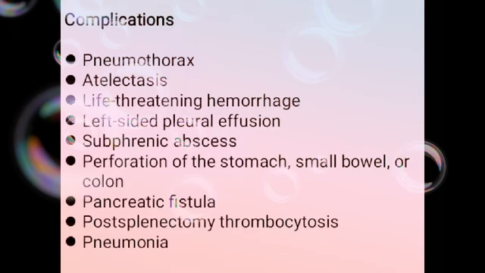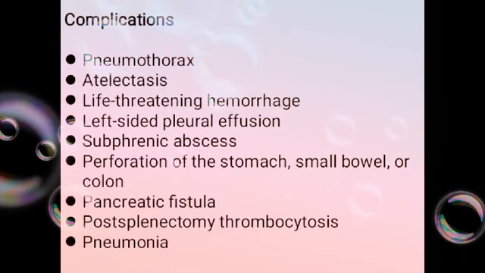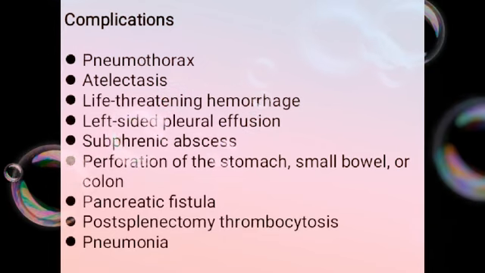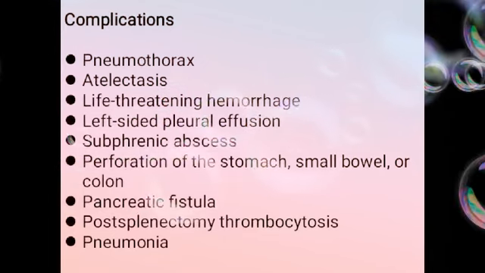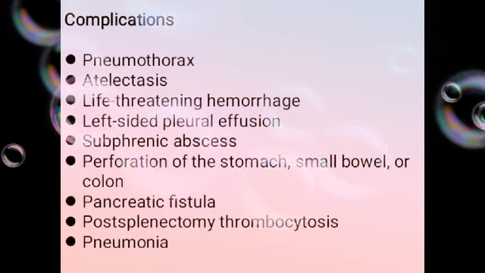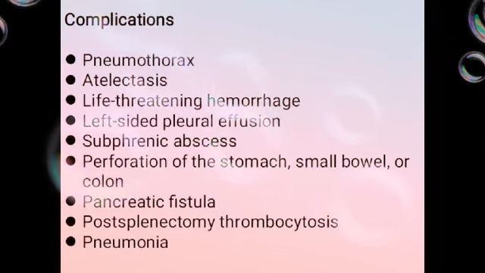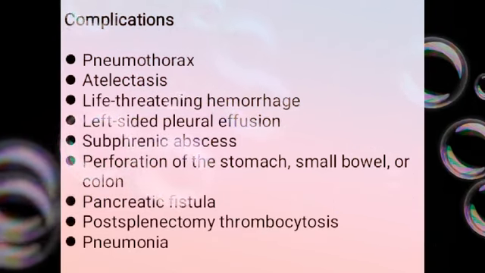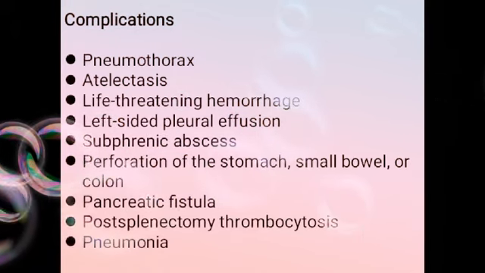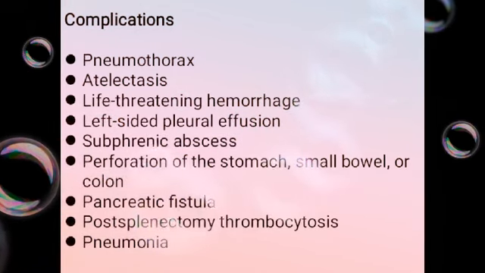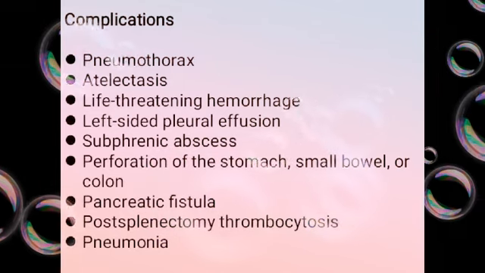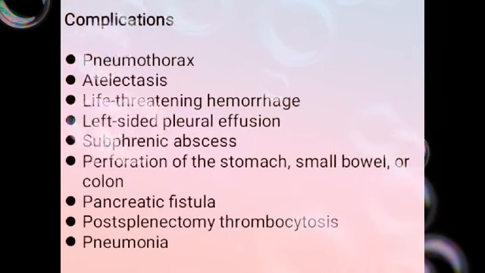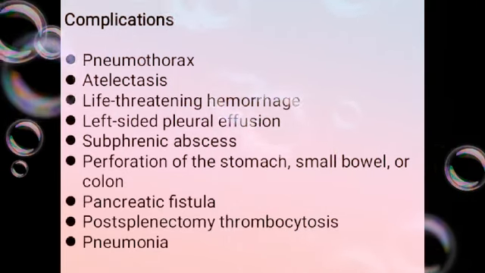Subphrenic abscess, in this case, we are talking about all the organs that are just below the diaphragm. Because of the relationship that is there between those organs and the spleen, you find that an infection of the spleen is going to spread to those other organs, hence making them also have accumulation of infectious fluid, which is the abscess in this case. Also, it can lead to perforation of the stomach due to the spread of an infection. Also, these other organs can be perforated, even the stomach itself. It can also cause the pancreatic fistula.